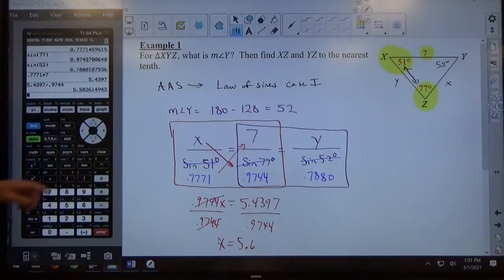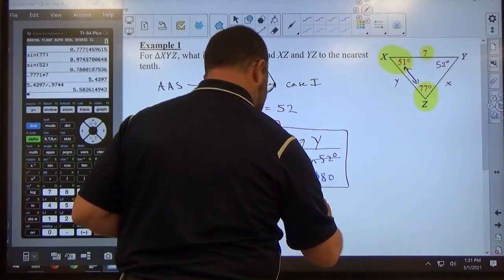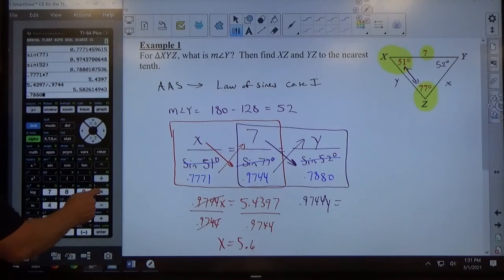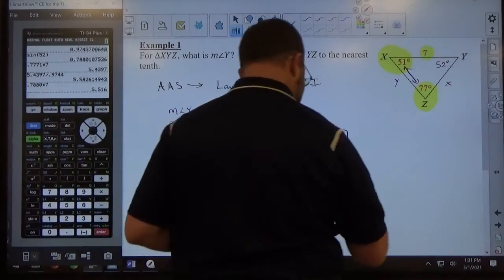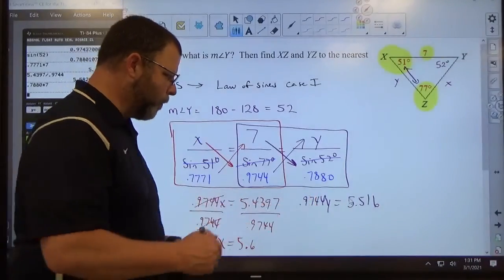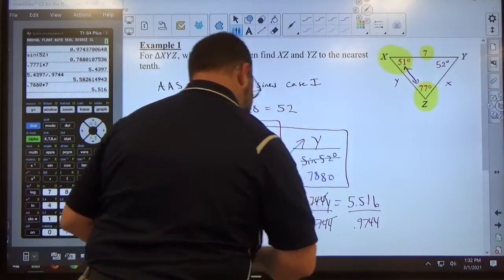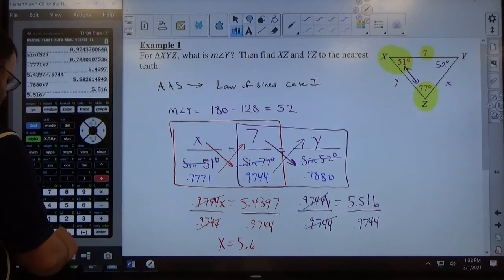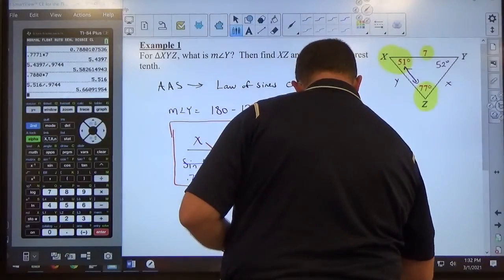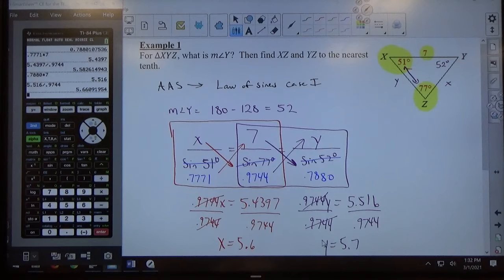If I repeat the process for y, I'm going to cross multiply the two boxed off in purple. So 0.9744 times y is equal to 0.7880 times 7. That comes out to 5.516. Again, something times unknown equals something, so I'm going to divide both sides by 0.9744. 5.516 divided by 0.9744 comes out to 5.66, so 5.7 if we round to the nearest tenth. And I'm doing my final rounding to the nearest tenth in the very last step. I'm going to keep it to 4 decimal places all the way through to that point. All right?